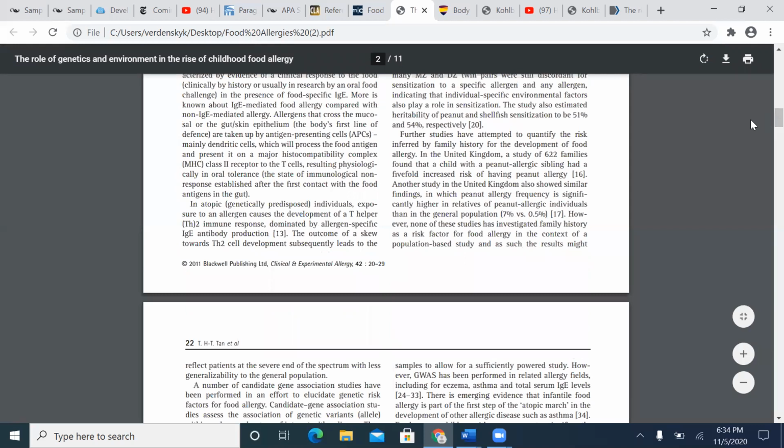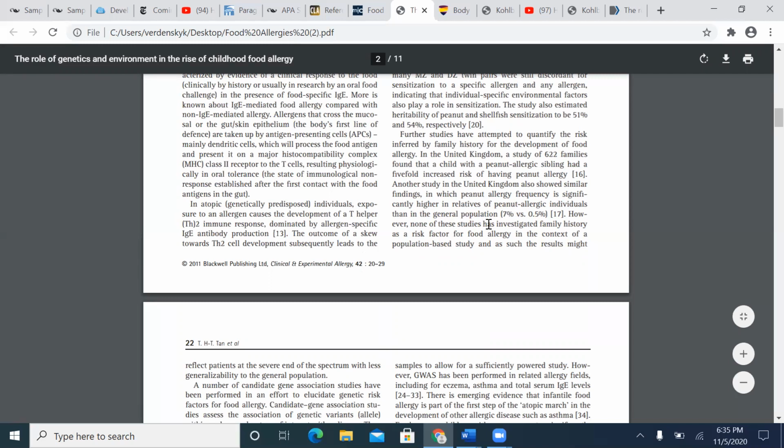I'm going to scroll down. Further studies have attempted to quantify the risk inferred by family history for the development of food allergy. In the United Kingdom, a study of 622 families found that a child with a peanut allergic sibling had a 5-fold increased risk of having peanut allergy. Another study in the United Kingdom also showed similar findings, in which peanut allergy frequency is significantly higher in relatives of peanut allergic individuals than in the general population.